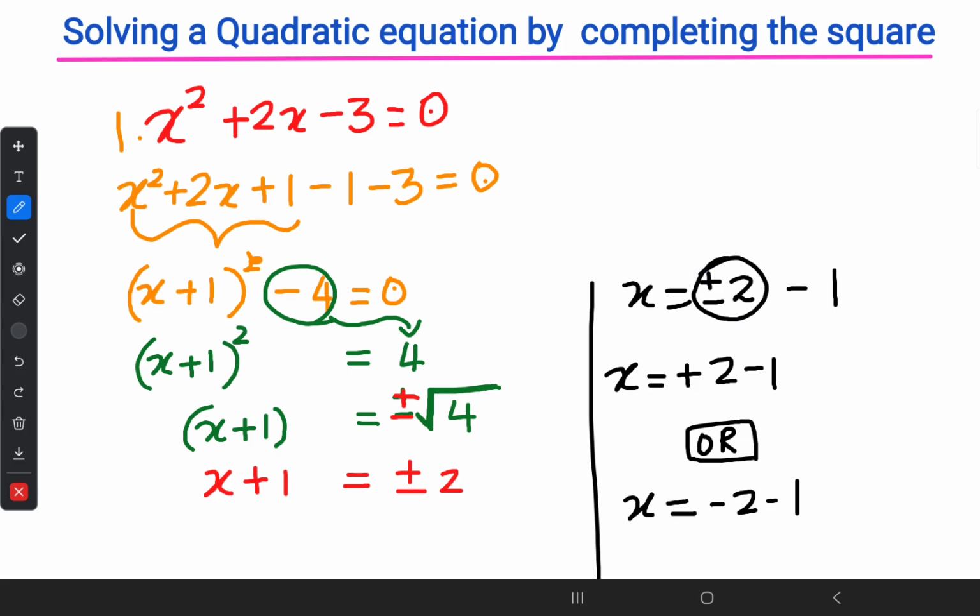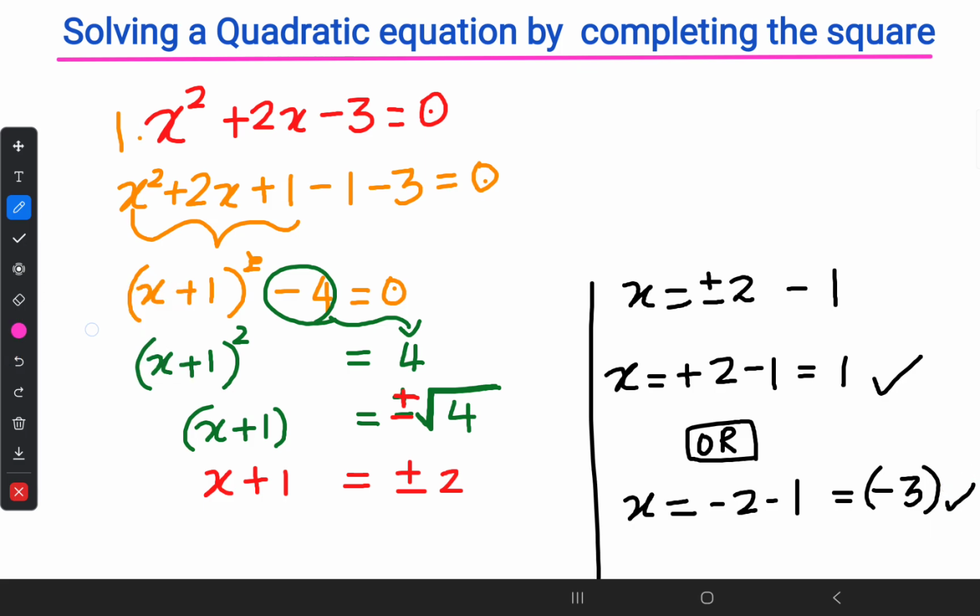Since we have two directions, we have to do two operations. One with positive, another one with negative. So 2 minus 1 is 1. Negative 2 minus 1 would be negative 3. So these are the two solutions for x in the given quadratic equation.